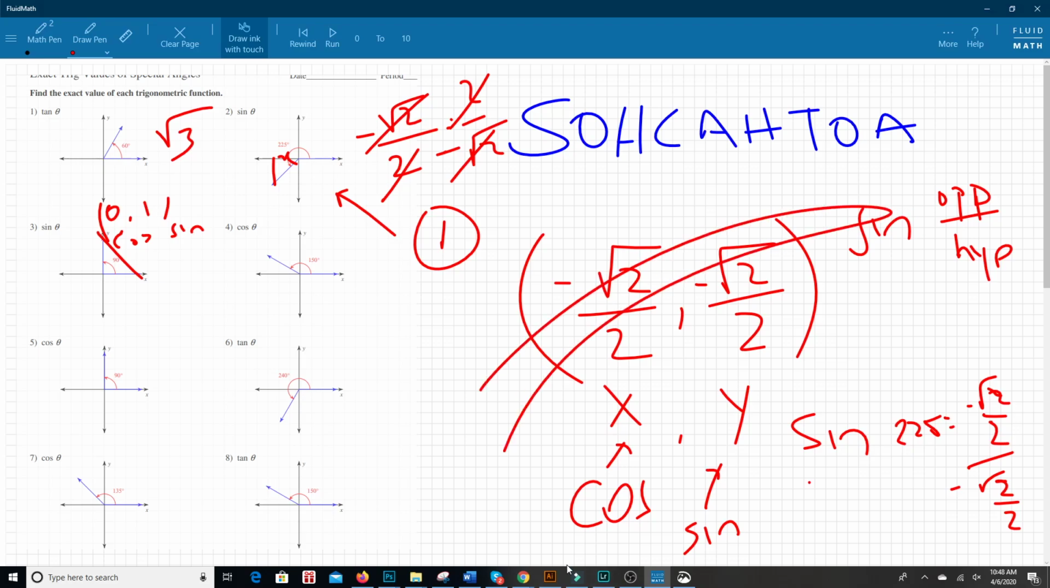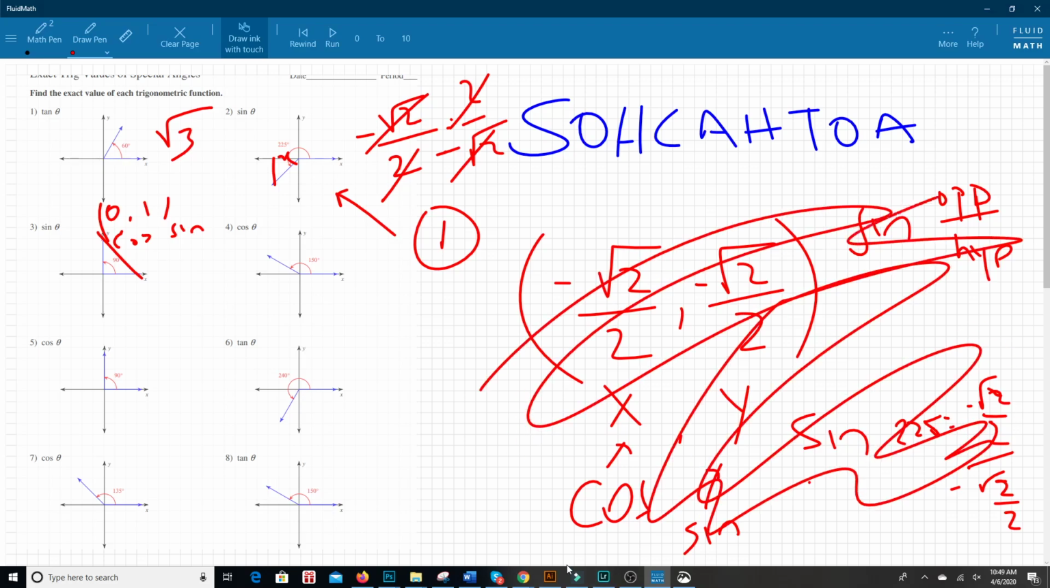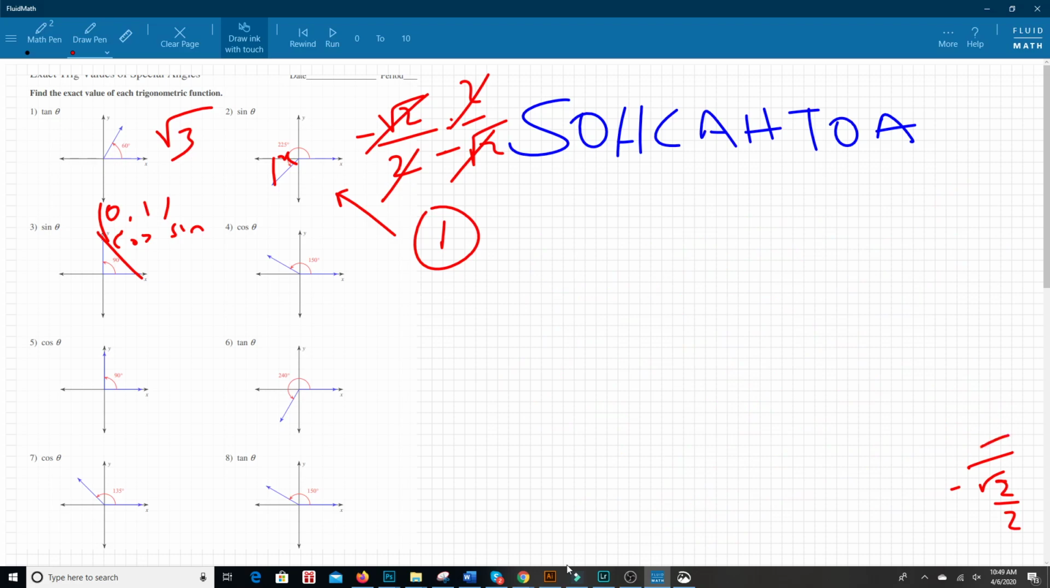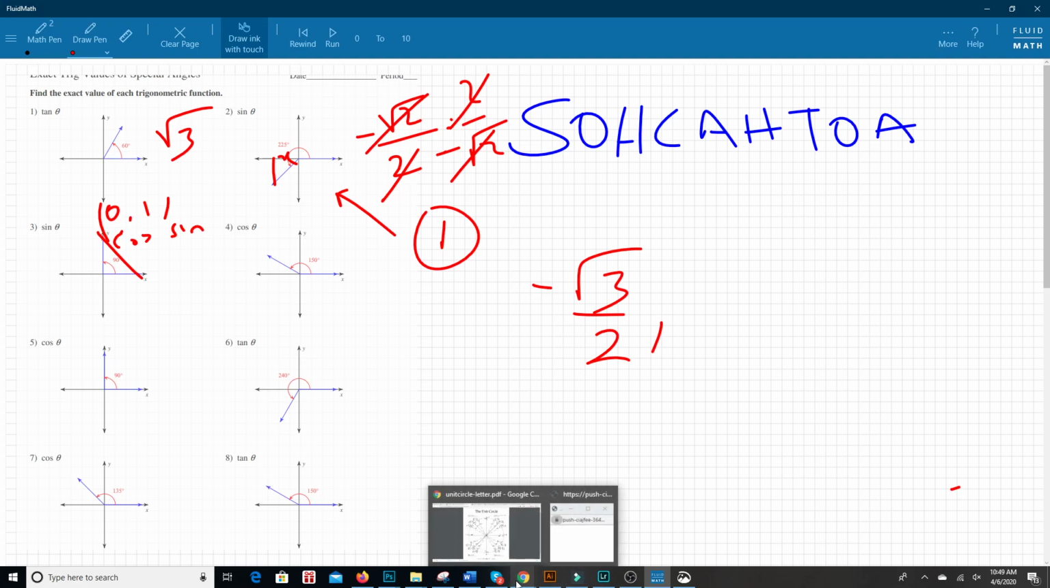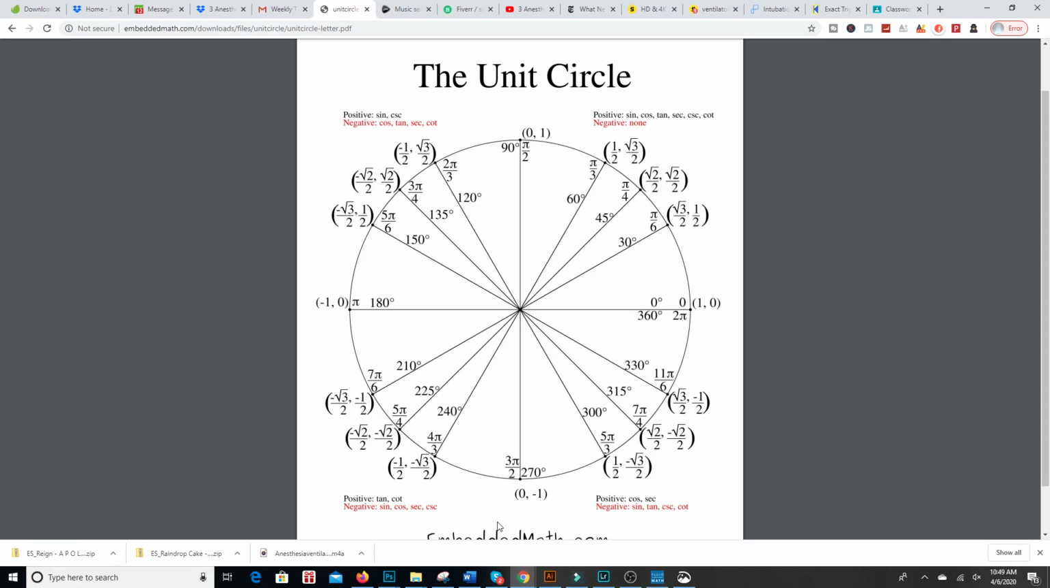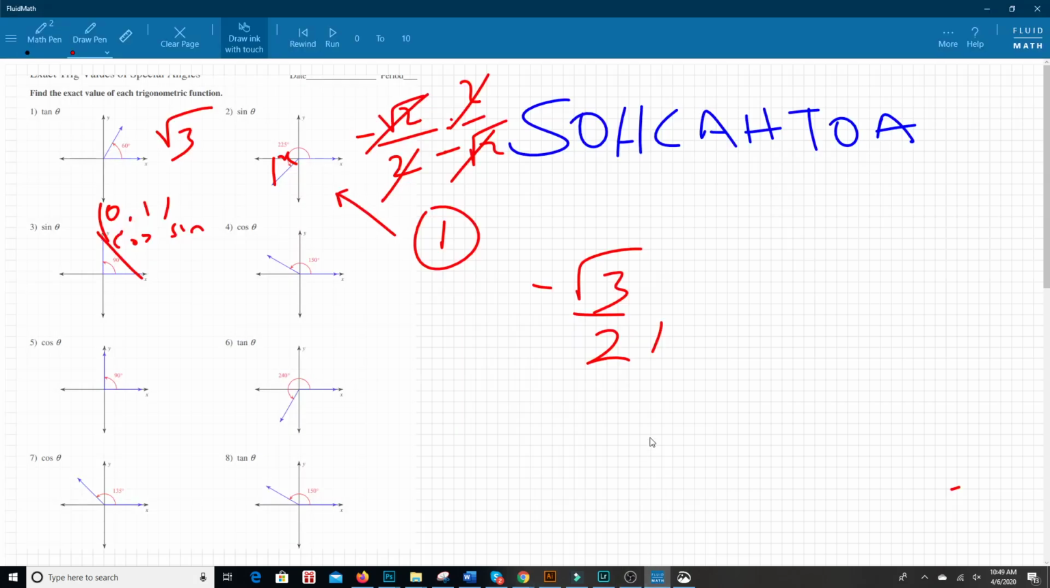So let me erase all this part right here. Erase all this good stuff. In this case, it's going to be negative radical 3 over 2, and the other coordinate, let's make sure we look at that, is going to be 1/2. The other coordinate is going to be 1/2. Right, so that's what we're looking for.